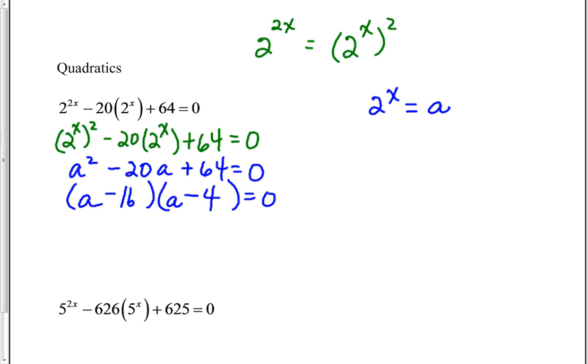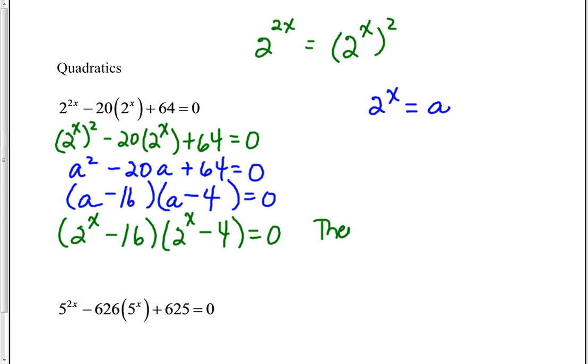So really, what I have is 2 to the x minus 16 times 2 to the x minus 4, because that's what a is. I just didn't like the look of it. And I know when solving that if I have two things being multiplied to give me 0, that's how we got our x-intercepts before, then either one of the brackets is equal to 0, or 2 to the x minus 4 equals 0.